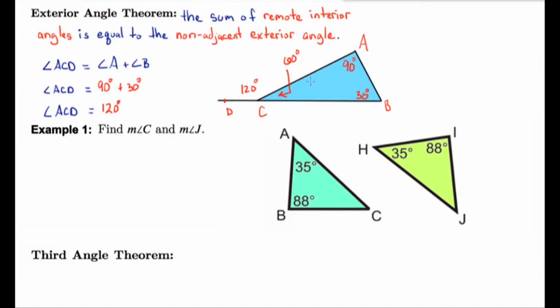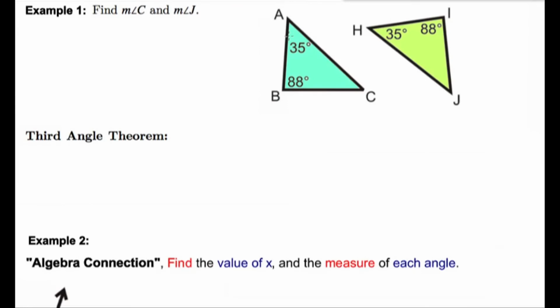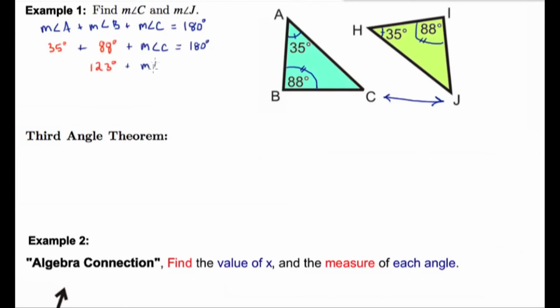Okay, so let's take a look at example 1. We're looking for the measure of angle C and the measure of angle J. And we know that the measure of angle A plus B plus C equals 180. So we can solve for the measure of angle C. But we see that angle A and angle C are congruent, and angle B and angle I are congruent. So that must mean that angle C and angle J are also congruent.